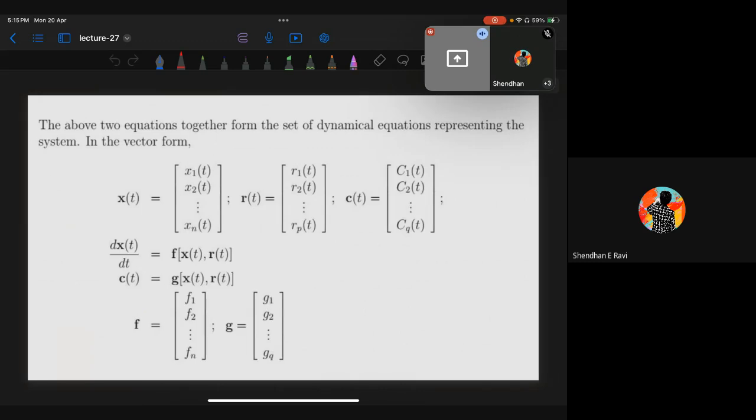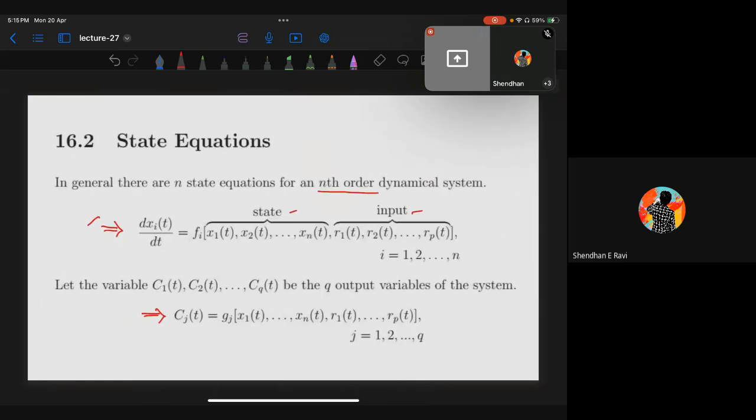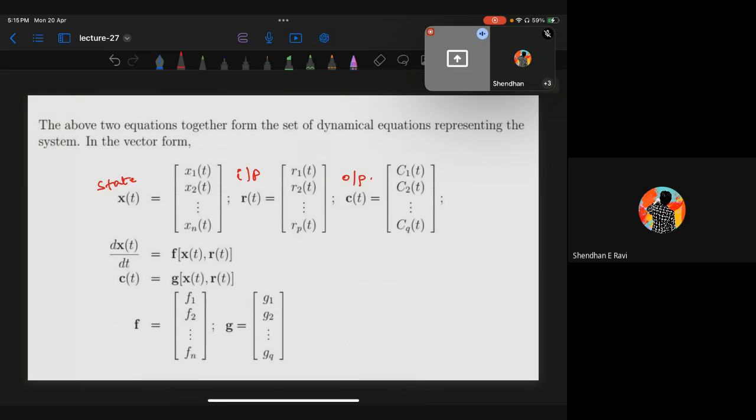Now, if you define this x of t as the state, this as input and this as output, you could represent these two differential equations in this form in general: dx by dt equal to f of x comma r, and c is equal to g of x comma r. This is for a general system.